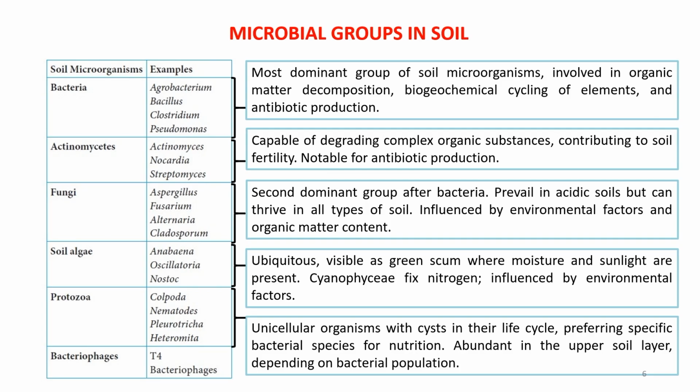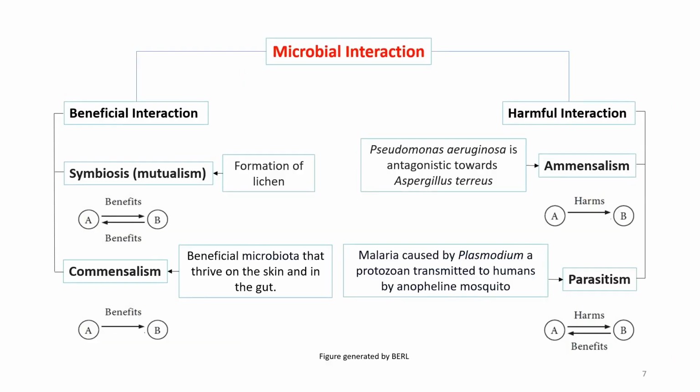And fungi are the second most dominant organisms after bacteria. They prevail in acidic soils, but can thrive in all types of soils, influenced by environmental factors and organic matter content. Soil algae are ubiquitous, visible as green scum where moisture and sunlight are present. Cyanophyceae fix nitrogen, and these are influenced by environmental factors as in the case of other microbes. The protozoa are unicellular organisms with cysts in their life cycle. They prefer specific bacterial species for nutrition, abundant in the upper soil layer depending on the bacterial population.